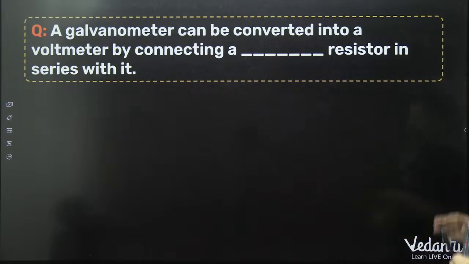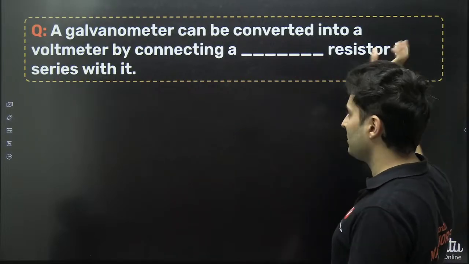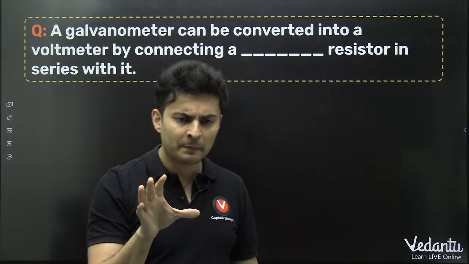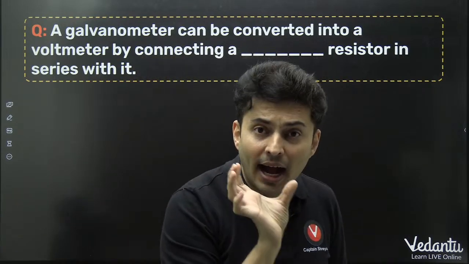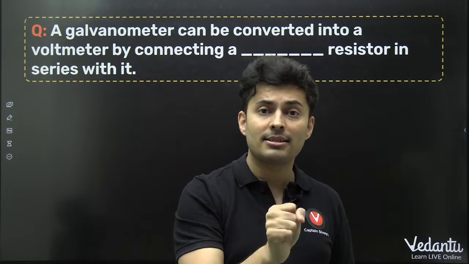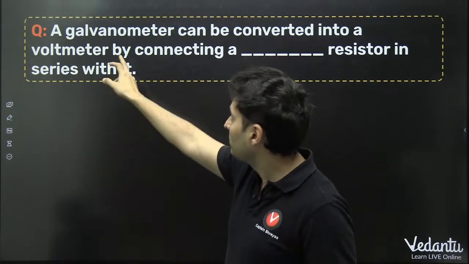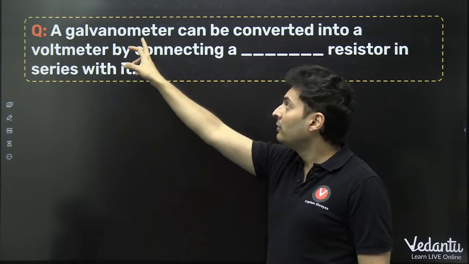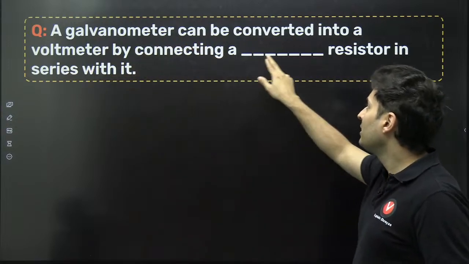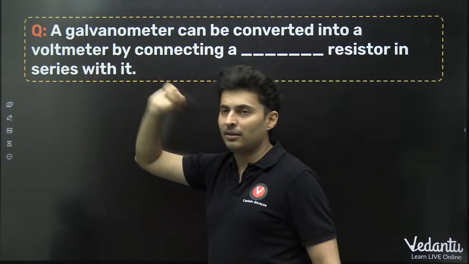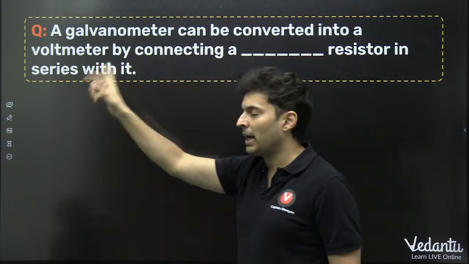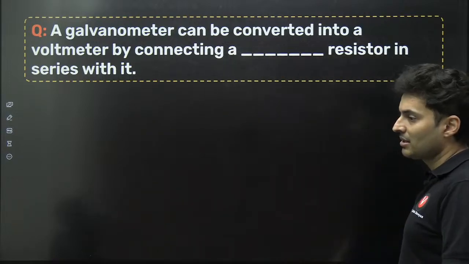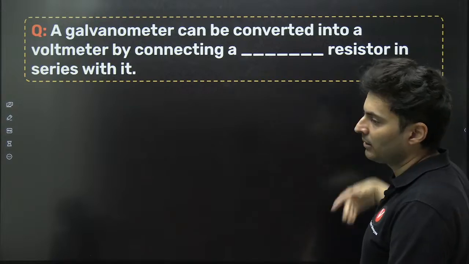A galvanometer can be converted into a voltmeter by connecting a what resistor in series with it. If you take a galvanometer and want to convert it into a voltmeter, then you connect a very high, large resistor in series with it. Because it's a voltmeter, you connect a large resistor in series with it. If it was ammeter, then the answer will be shunt resistance in parallel with it, or low resistance in parallel with it. Voltmeter will be high resistance. Ammeter will be low resistor, that too in parallel.